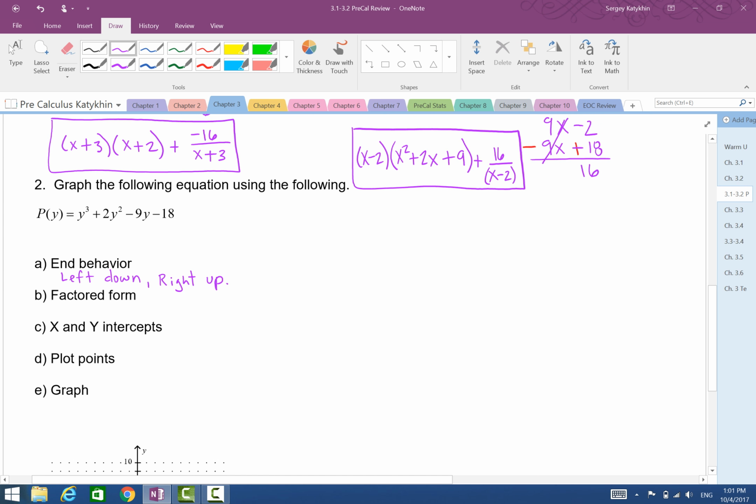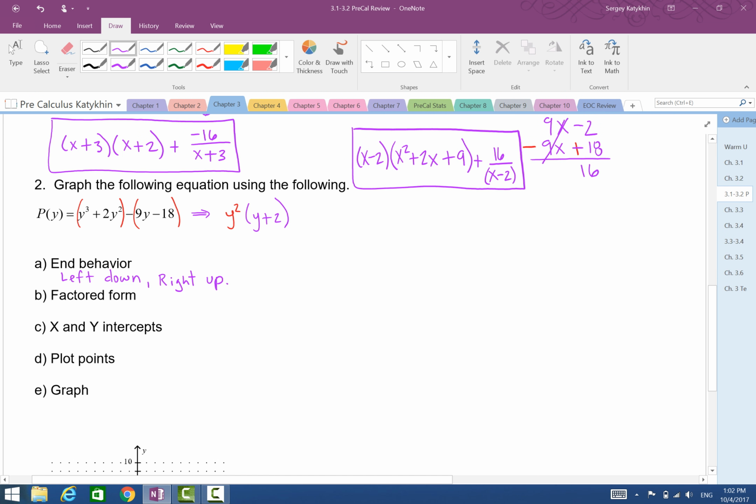Okay, factor form, which means we have to factor this. Well, the only way to factor this is by grouping. So let's start off with factor by grouping. So this will actually give us the following. Let's see what we can factor out of the first parenthesis. Well, we have y to the third plus 2y squared, so we can factor out a y squared, which would leave us with y plus 2. That would be my first factor.